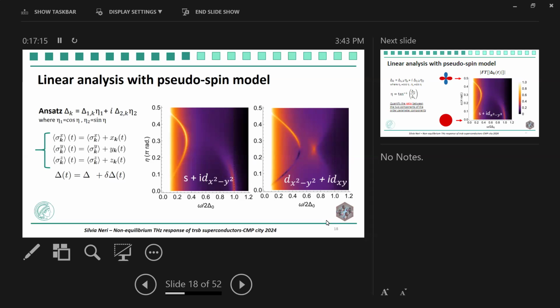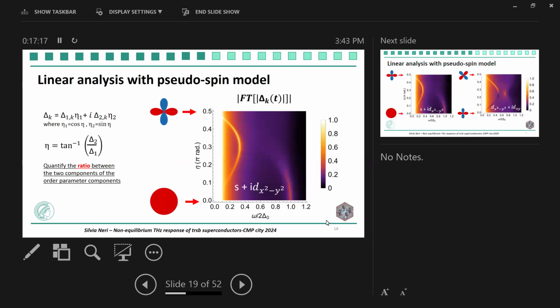These plots, in order for you to read them, I have to stop just a second and explain how to. So on the x-axis, you have this omega over 2 delta 0. On the y-axis, the eta parameter. Delta 0 is the asymptotic gap, like the global gap of the system.